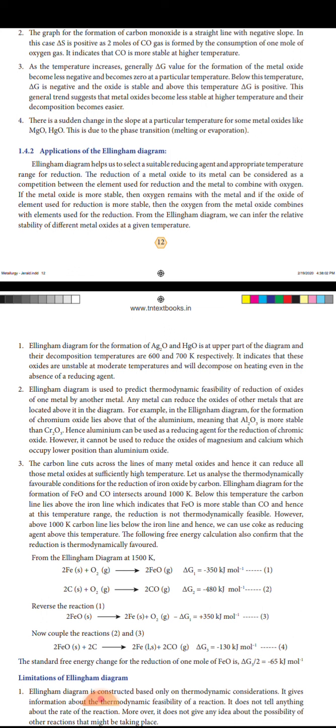For example, in the Ellingham diagram, the line for the formation of chromium oxide lies above that of aluminium, meaning that Al2O3 is more stable than Cr2O3. Hence, aluminium can be used as a reducing agent for the reduction of chromic oxide. However, it cannot be used to reduce the oxides of magnesium and calcium, which occupy lower positions than aluminum oxide.